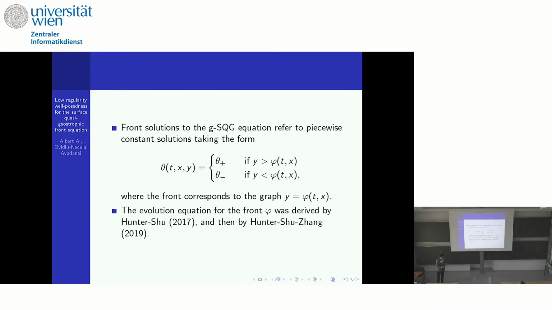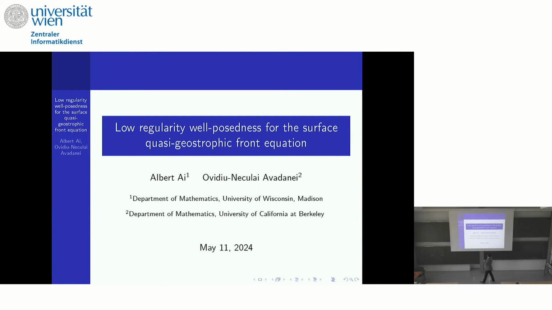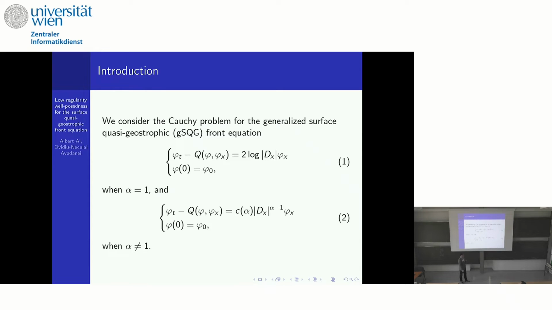Okay, so front solutions for this equation refer to piecewise constant solutions with the following form. You have θ, a piecewise constant function, equal to a value θ+ above a graph of equation y equals φ(t, x), and θ− underneath. And the equation that I showed you at the beginning describes the evolution of this contour, which is assumed to be a graph.